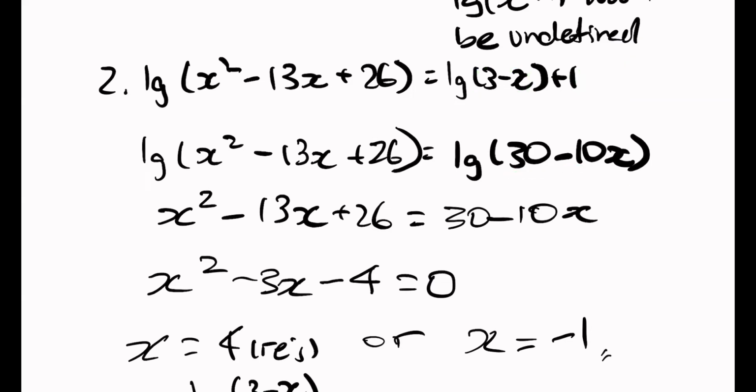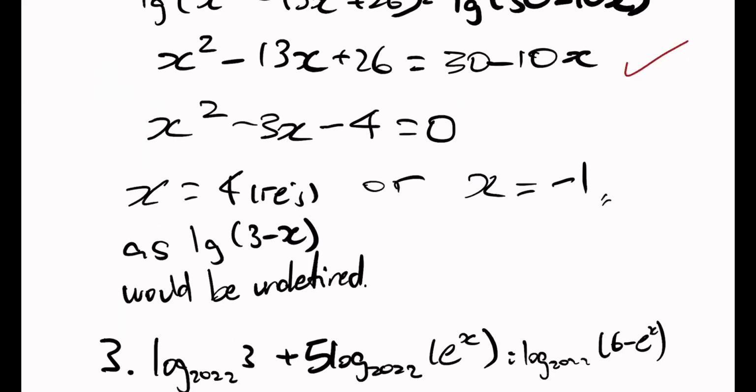Okay, that's fine. Both sides got lg, drop the lg. You're left with the left-hand side equal right-hand side argument. Good. Then bring the 10x over, minus 10x over, you get plus 10x, which becomes minus 3x. Bring the 30 over, become minus 30, you get minus 4. Then you get 4 and negative 1. Let me double check first. Yeah, correct. Okay, then this one has to be rejected because lg (3 minus x) will become negative. Correct, yes. If x is negative 1, this one is still safe.